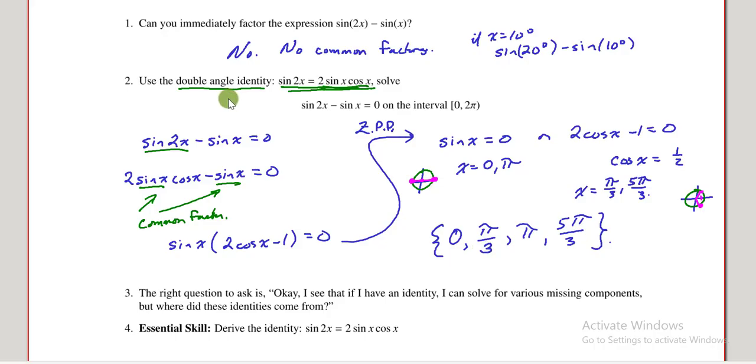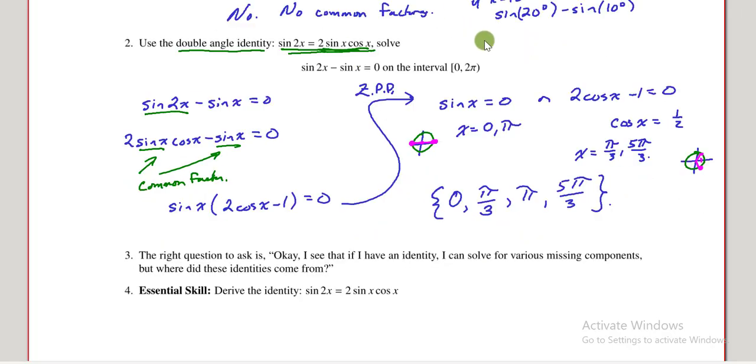But here was the thing. When I gave you this problem, there was nothing we could do with this problem initially. When we had the sine of 2x minus the sine of x, we were stuck. And what came in to help us? This double angle identity that the sine of 2x is equal to 2 sine of x cosine of x.